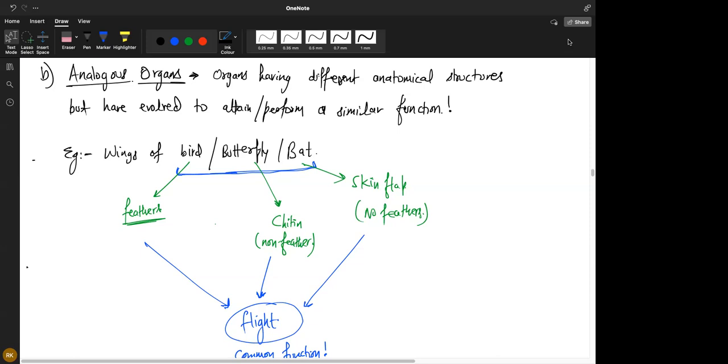Sir, because of the environmental factors, they need to survive. They need to survive every time. So that's a very good point. Also, a bird and a butterfly have a similar habitat. That's why they fly. But still the function is same, but the structure is different. Perfect. So that's a very, very good example.